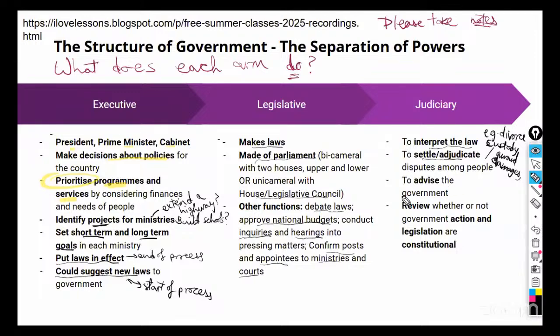They advise the government, right, on whether or not things are legal. Let's say the government wants to pass a particular law, they will say, yes, this will not infringe any rights of citizens, or they might say, sorry, but you can't have a state of emergency for so long because that is not in the Constitution. You can only do it for X amount of weeks, right? All right, they review whether or not government action and legislation are constitutional, right? Legal.